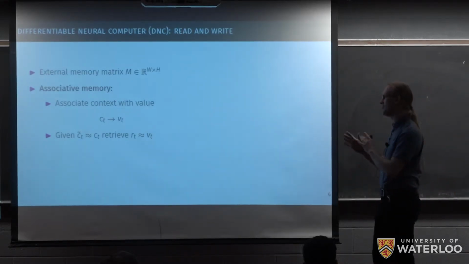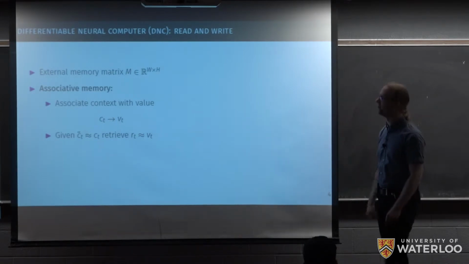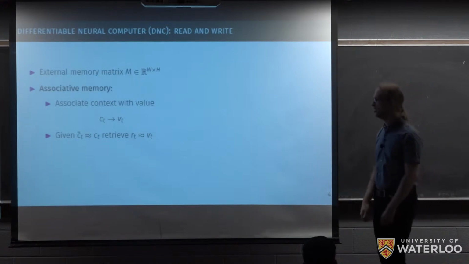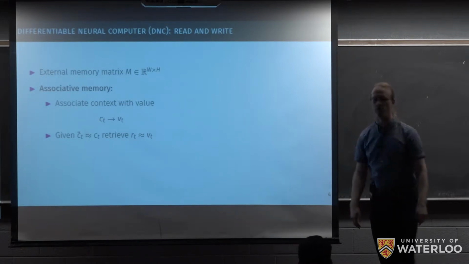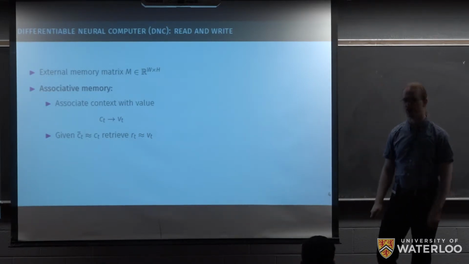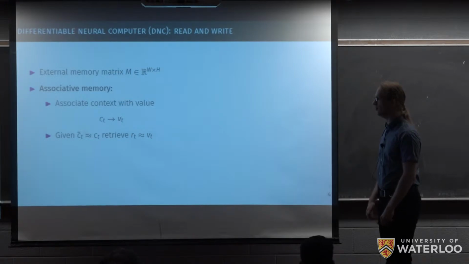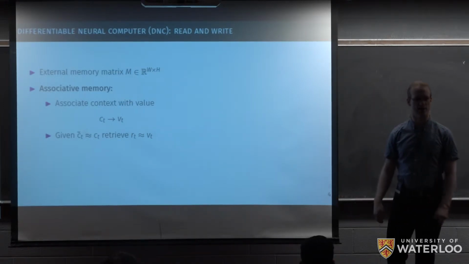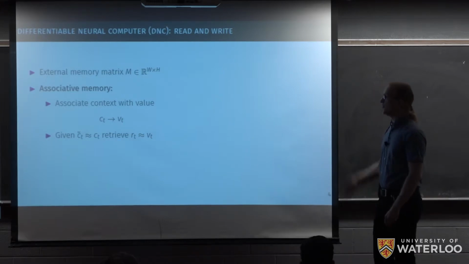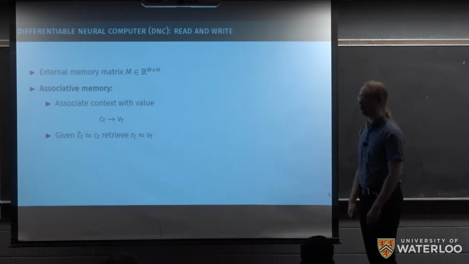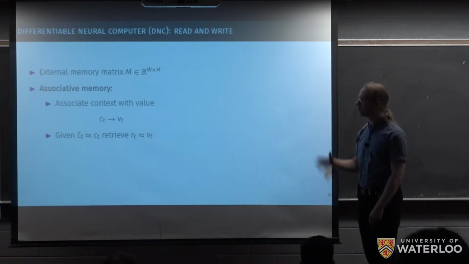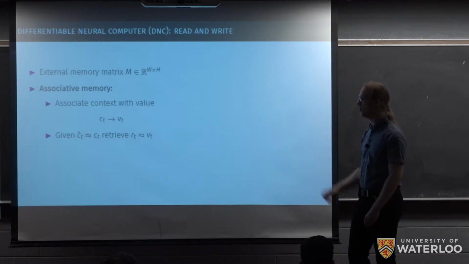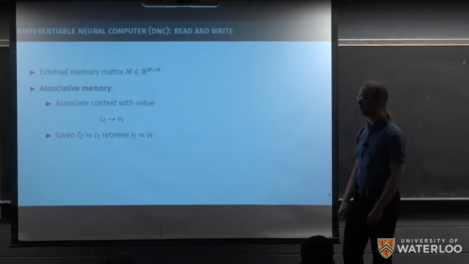Now, here's a very quick overview over one single slice of this differentiable neural computer architecture. It's much more complicated, and I'm only going to give you a simplified overview over the read and write memory procedures in order to give you a sense of what the problem with interference is that the authors are trying to solve. Essentially what we have is an external memory matrix which has a width and height, and we're basically trying to implement an associative memory. So we want to associate a context with a value.